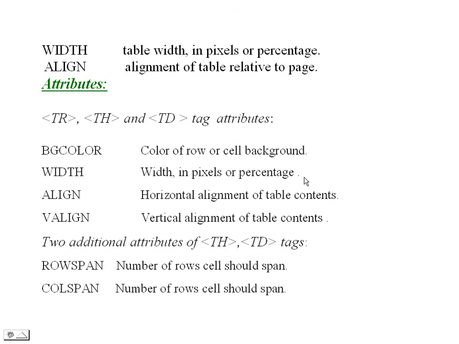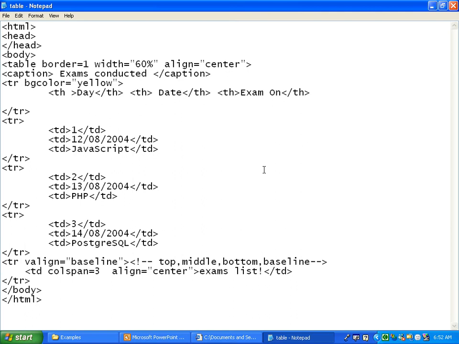Colspan specifies the number of columns a cell should span. Let us see an example showing a table. This is the example of the table tag. Here I am specifying table border equal 1, width equal 60%, align equal center. The caption tag is used to set the caption to a table. And in the first table row I am specifying bgcolor to yellow. At last I am specifying colspan equal 3. That is to span up to 3 columns.